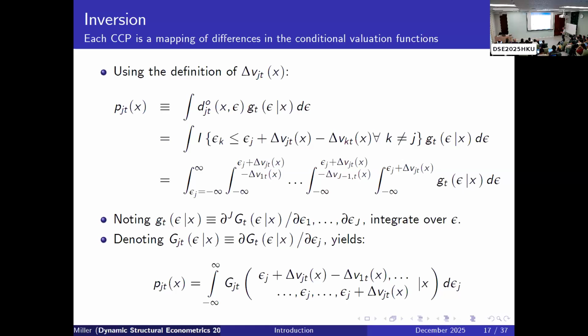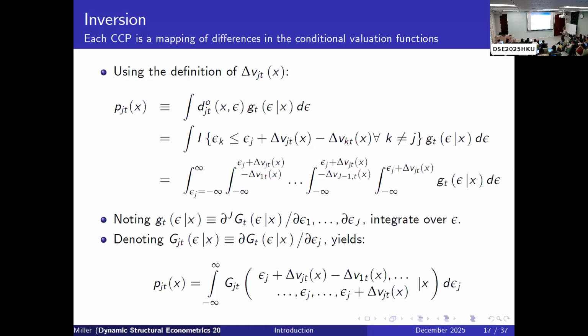Conditional value functions. So by definition, what this means is we've got to integrate over this region, okay, to get the probability that it takes the J. And so all we've done here is just integrating over the epsilon so that this inequality is satisfied everywhere. Okay. So that we get this indicator function being satisfied, and that's why this is written that way.